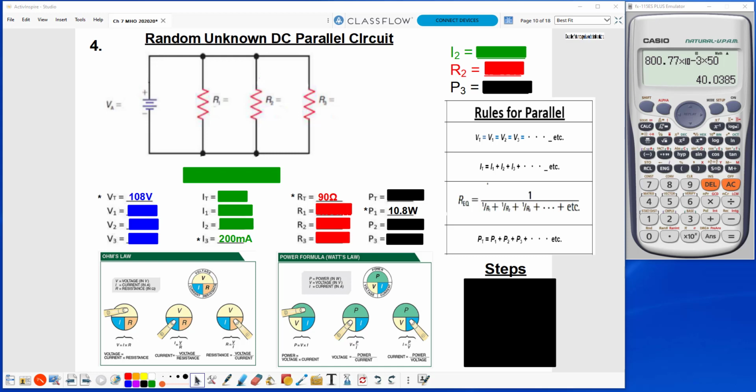In this video, I will be calculating the values for a DC parallel circuit from the Chapter 7 math handout, problem number 4. Parallel circuits. Didn't mean to say series.